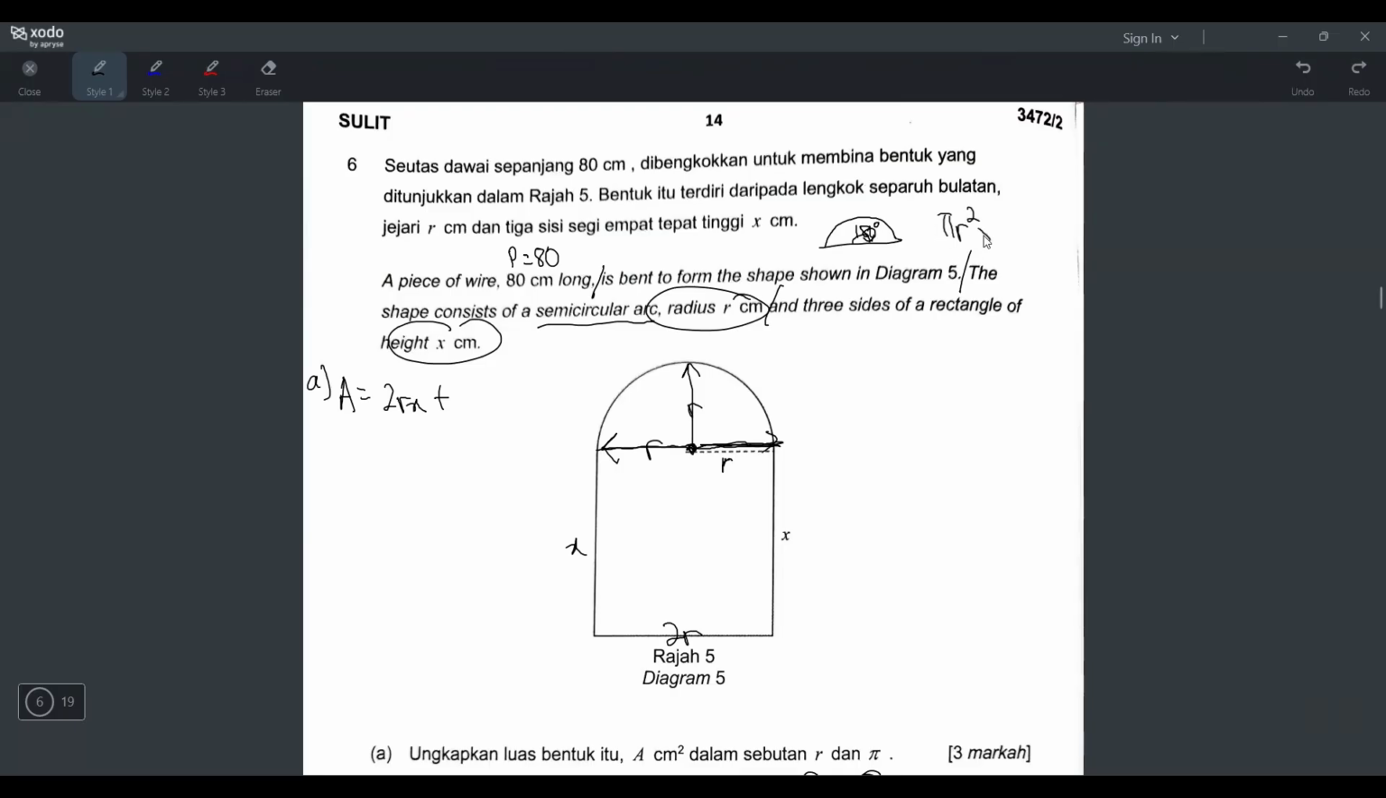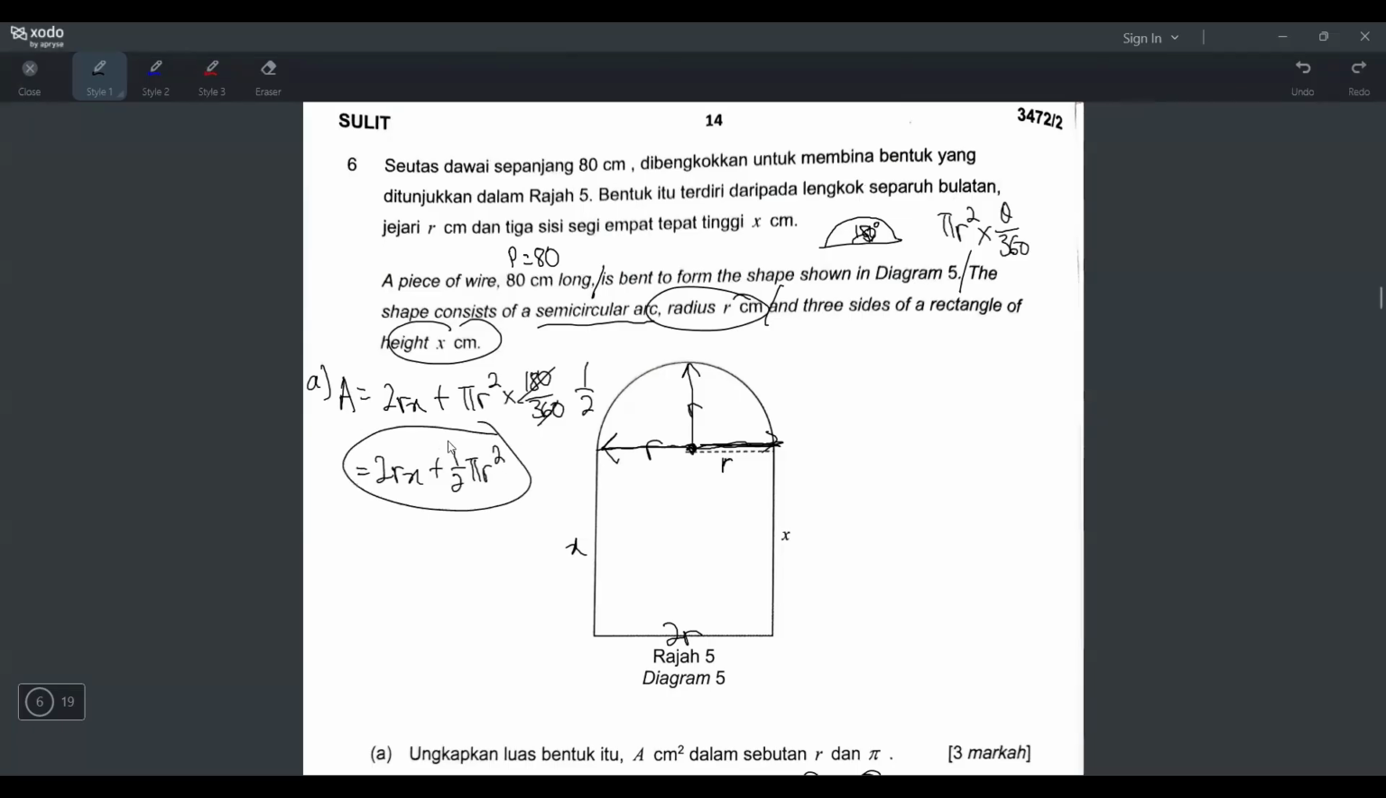But since this is a semicircle, it means you have to multiply by theta over 360. And in this case, the theta is 180. So it becomes pi r squared, because the radius is r, and then for the angle, it will be 180. Yeah, because it's a semicircle, right? So now you end up with 2rx plus this one, and this one can cancel. You're left with 1 over 2, so you end up with this.